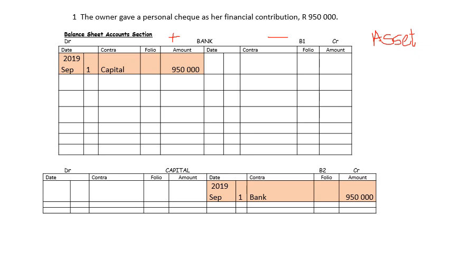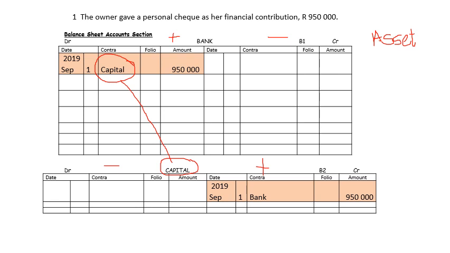So the date, 2019, September the 1st, 950,000. Then the owner giving her financial contribution means she's giving her capital. The contra will then be capital, which means that you need to open a capital account. Capital increases on the credit side, decreases on the debit side. If the owner gives her capital, it means that her share in the business will increase. And if the share in the business increases, you write on the credit side of capital.